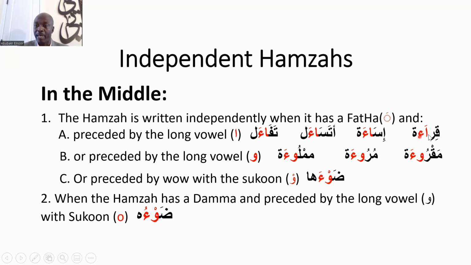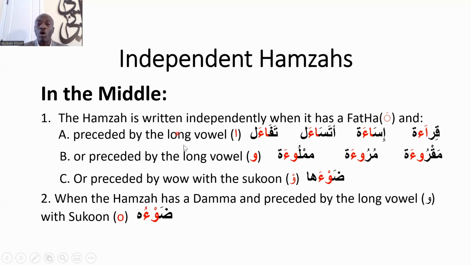The same rule applies for qira'ah. Atasa'al, atasa'al. Atasa'al is I ask. The Hamza here has the fatha, as we mentioned, and is preceded by the long vowel alif. So in this case, the Hamza does not need a seat. Also, tafa'ala. Tafa'ala is to be optimistic. As you can see here, the Hamza has the fatha and is preceded by the long vowel alif. That is rule number A.